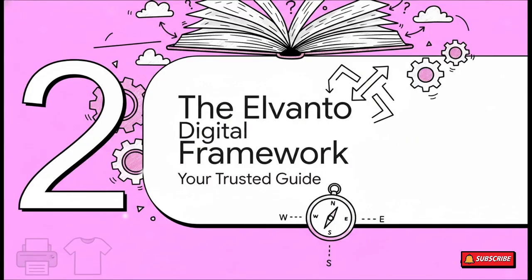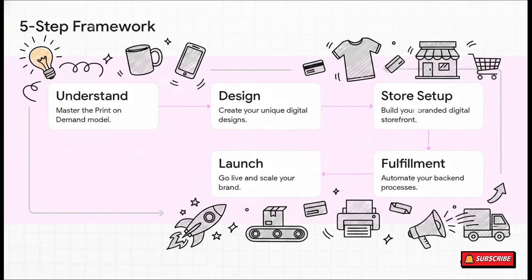Moving into Section 2, the Elvanto Digital Framework, your trusted guide. Let's see how this builds, because when you're learning an entirely new system, cognitive overload is a very real threat. There are so many moving parts that it's super easy to just freeze up. But that's exactly why this manual breaks the whole process down into 5 highly manageable phases. Step 1, understand the model, which is exactly what we're mastering right now. Step 2, create your designs. Step 3, set up your digital store. Step 4, automate fulfillment. And finally, Step 5, launch and scale.